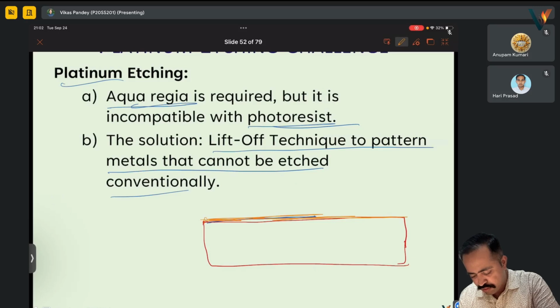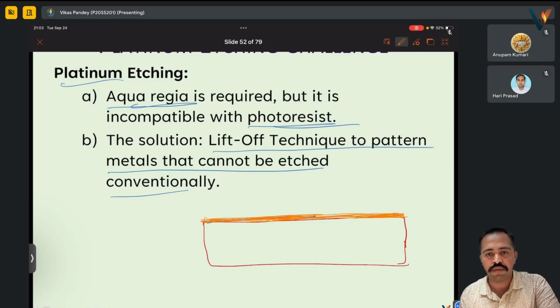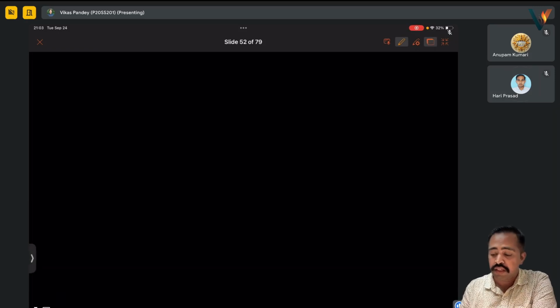You are able to see this. Just doing spin coating and all. You are able to see it? Hello. Sir, yes, sir. Okay.